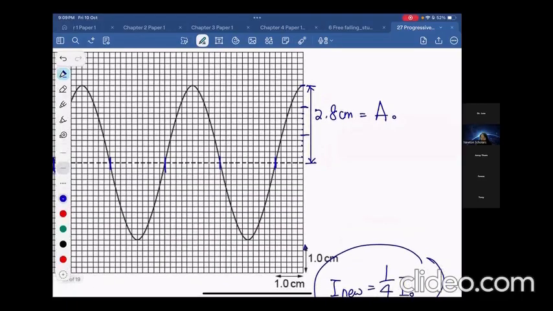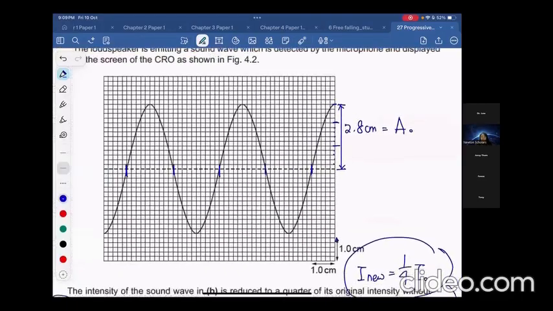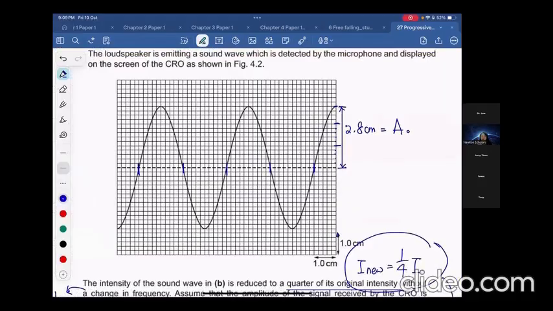So right now, your new amplitude should be 1.4, half of it. So you should be 1.4. So 1.4, we have to count. 1.4 is here. 1.4 is here. Bottom part, 1, 2, 3, 4, 5. 1 cm, 1, 2, 1.4. So it's here.